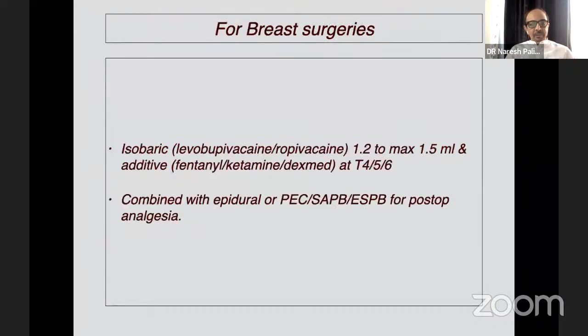For breast surgeries, I prefer isobaric, either levobupivacaine or ropivacaine, 1.2 to maximum 1.5 ml, with additives like fentanyl, ketamine, or dexmed when longer duration is required, at T4-5-6. Usually combined with epidurals or some interfascial plane blocks like PEC1, PEC2, serratus anterior plane block, or recently I've started combining it with full strength erector spinae plane block for post-op analgesia, and that is providing me very good results along with segmental spinals.